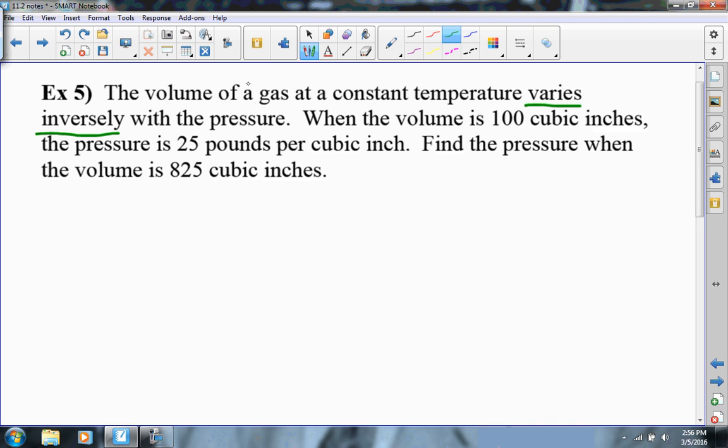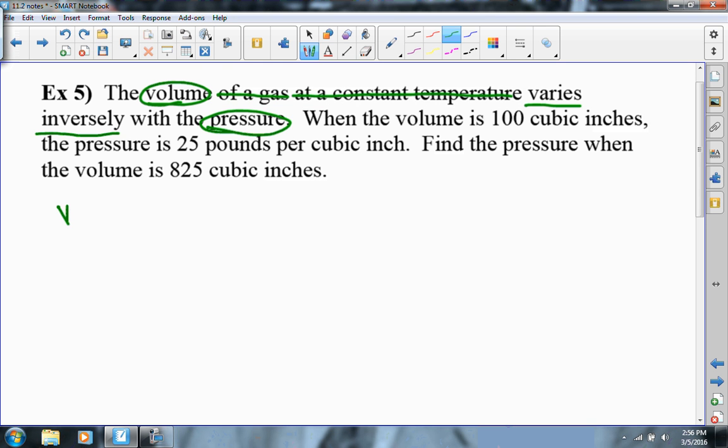So if you remember from your English skills, this of a gas and at a constant temperature, those are just prepositional phrases, so we don't need to worry about them. Okay, we want to look for our subjects here. We've got the volume varies inversely with the pressure. Okay, so that's telling me how I need to set up my equation.